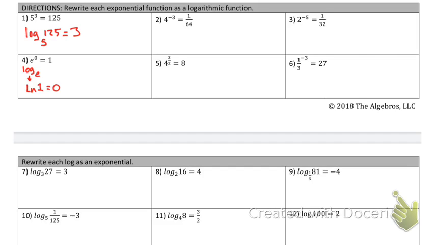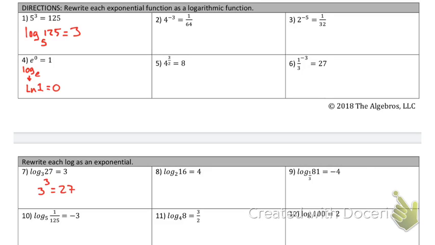We're going to do number 7. We'll just do it in reverse. So we're going to turn it into exponential. My base is 3. My power is also 3. And it should equal 27. See how fun and easy that is.